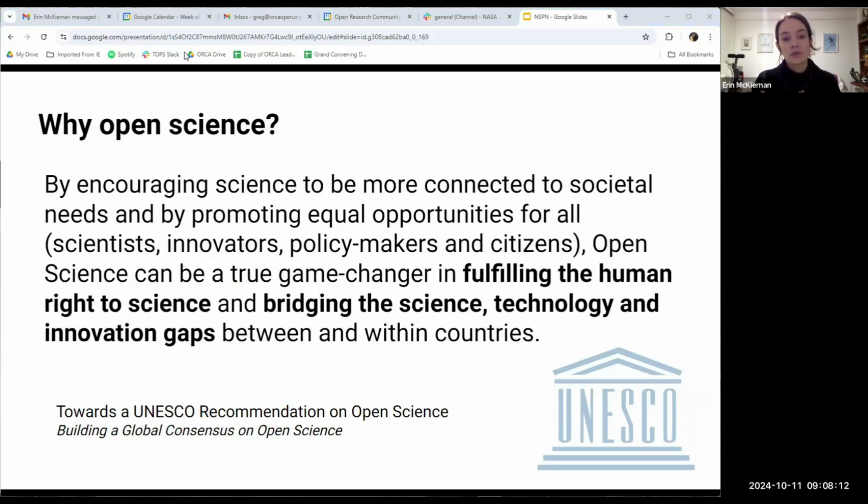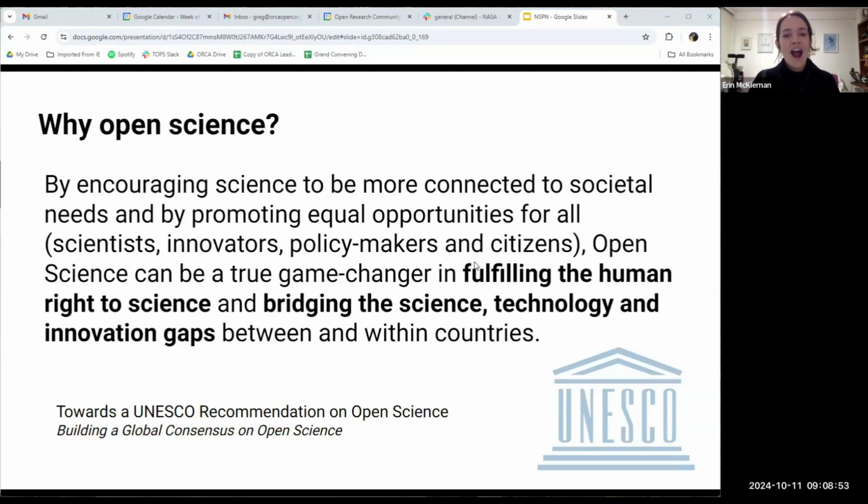And one of those organizations is UNESCO. So this comes from UNESCO as they were building their recommendation on open science. They really wanted it to be more than just the academic piece. So how is it that open science can connect with society, fulfill society's needs, promote equal opportunities for not just scientists that are doing the actual science, but also policymakers and citizens and the general public. So they really do believe that open science is this key enabling strategy that can be, as you see there, a game changer in fulfilling the human right to science that they believe in very strongly.